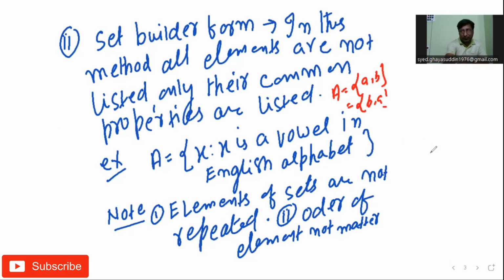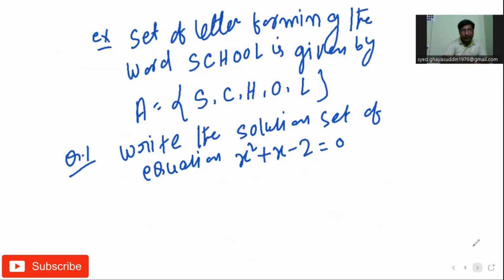Okay. Now come to the next point. This is an example: the set of letters forming the word school is given. Suppose this is the word school, and you have to write the set of all the letters of the word school. So set A equals {s, c, h, o, l}. Here there are two o's, but o cannot be repeated. O only one time.